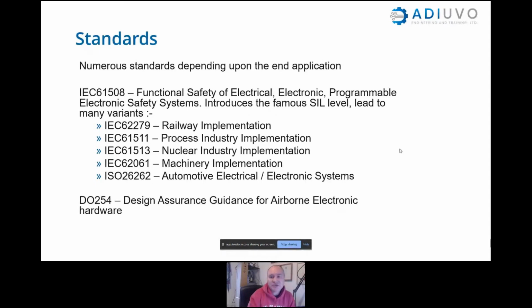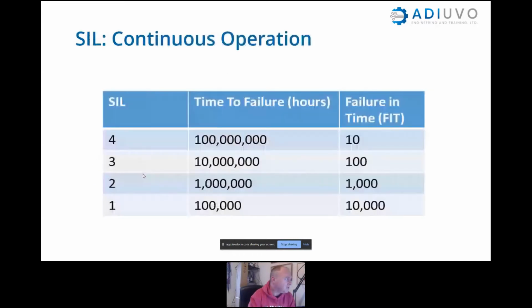So what we'll do is we'll take a quick look through these. And one thing I wanted to introduce is this SIL level, the safety integrity level. You see it increases from SIL 1 to SIL 4. As you go up this safety integrity level, it increases the time to failure, and obviously decreases the failure rate, which is the reciprocal of the time to failure.